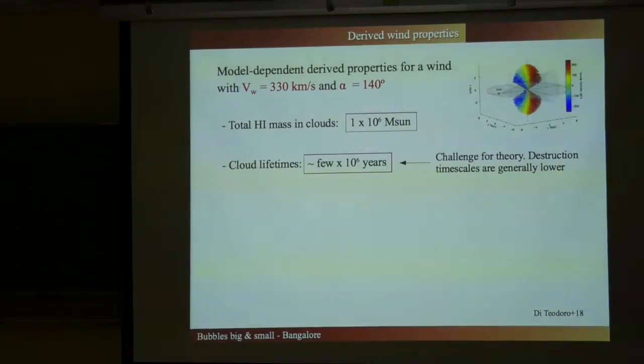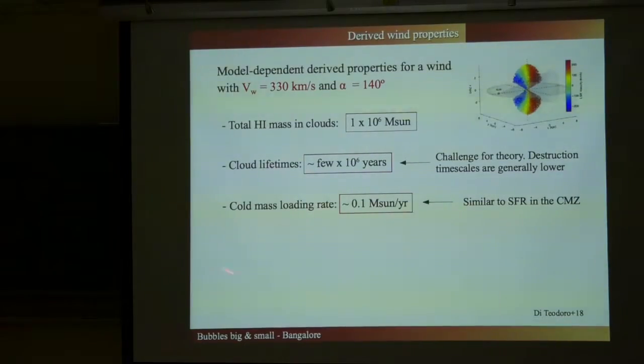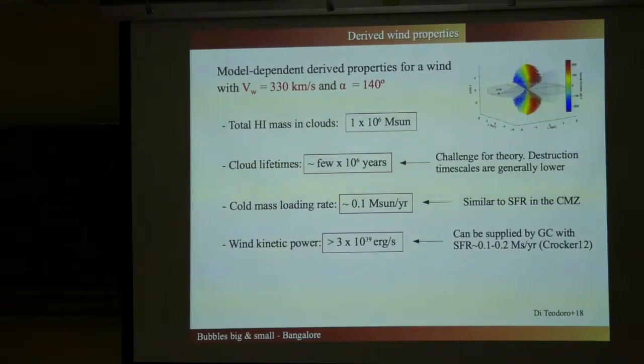As we heard in the last days, this is quite challenging because these things should evaporate on a shorter time scale. We calculate the mass loading rate, 0.1 solar masses per year, which is very similar to the star formation in the CMZ, and which also means that the CMZ needs continuous gas accretion to continue to form stars. We also calculate the wind kinetic power necessary to accelerate these clouds, which is a few 10^39 erg per second. This kind of energy can be supplied by the galactic center with this kind of star formation. Okay?